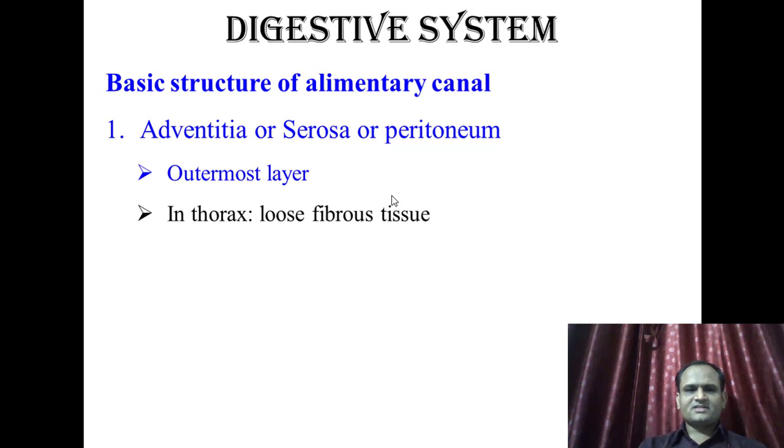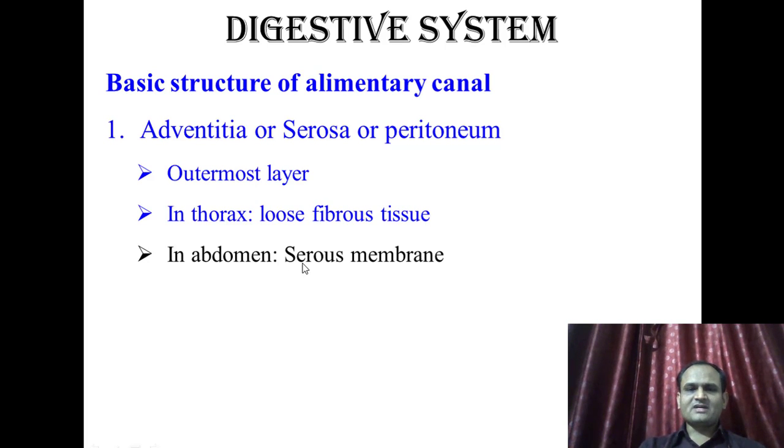In the thorax, it is made up of loose fibrous tissue. In the thorax, the part of the alimentary canal present is the esophagus. So at the level of the esophagus, it is made up of loose fibrous tissue. So the adventitia of the esophagus is made up of loose fibrous tissue, and in the abdomen it is made up of a serous membrane. In the abdomen, it is known as a serosa or the peritoneum, and in the thorax, as it is made up of loose fibrous tissue, it is known as adventitia.